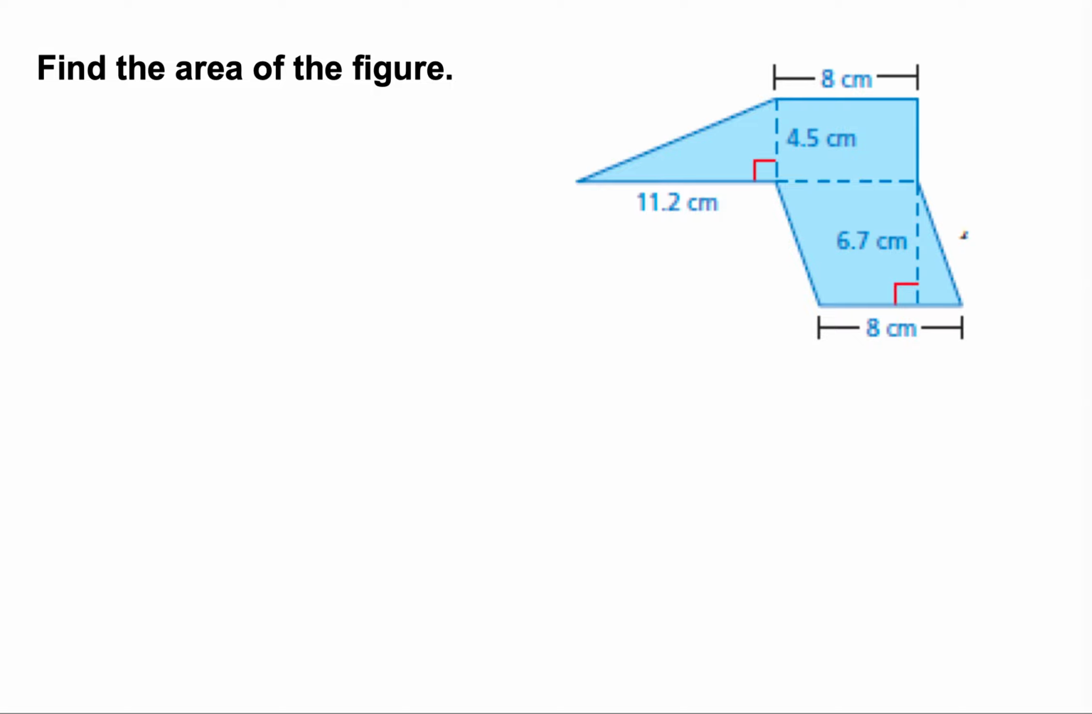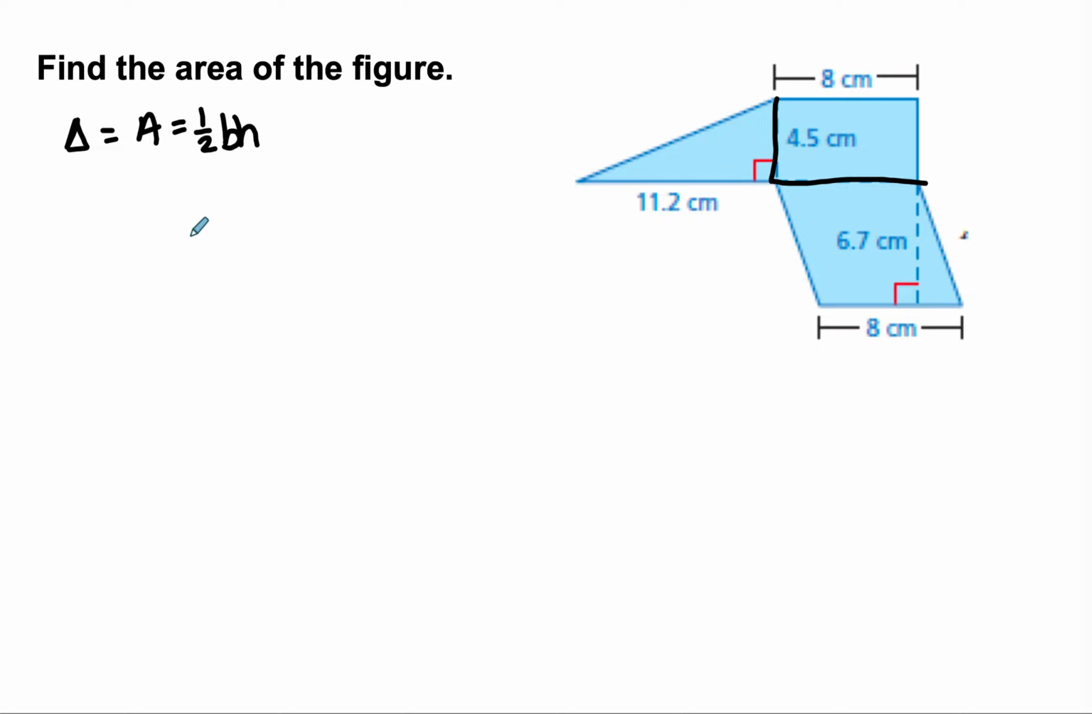Okay, let's try another one. Find the area of the figure. So we're going to split it into shapes that we know. I'm going to do a triangle, a rectangle, and a parallelogram. So we'll start with the triangle. Triangle formula for area is 1/2 base times height. Doesn't really matter which one's base and which one's height, but they do have to form a right angle. Any base and any height on any shape always have to form a right angle.